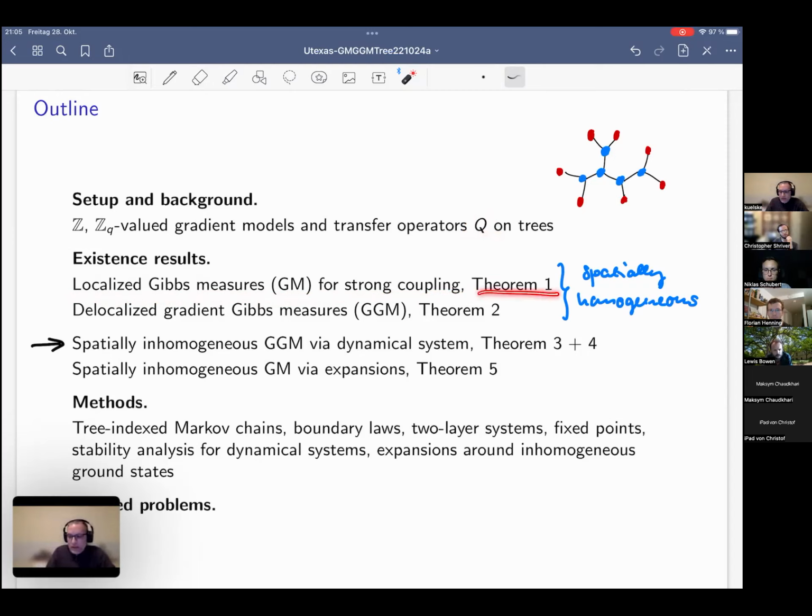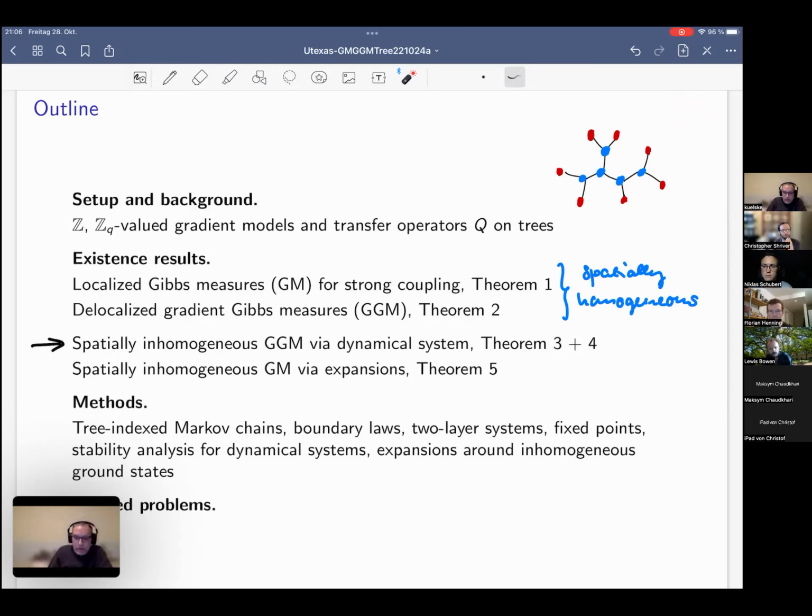This is theorem 1, but then we will talk also about delocalized gradient Gibbs measures, where these height variables will have unbounded fluctuations. So they are fundamentally different. This first part will be about spatially homogeneous measures. That means that from any vertex, in particular, the single site marginals will be the same, but also the finite distributions on such a little subtree here will not depend on which subtree I'm taking. So it will be even tree automorphism invariant.